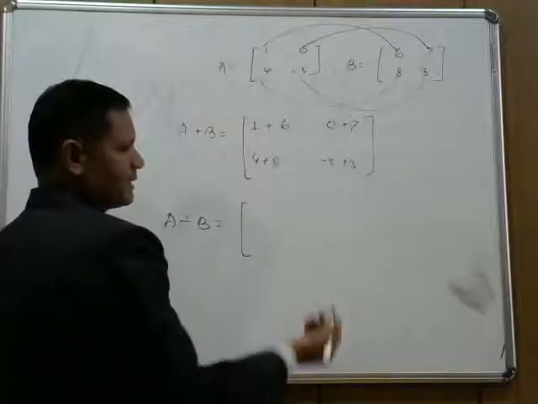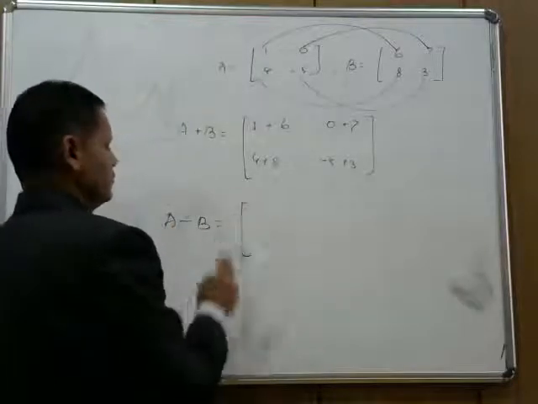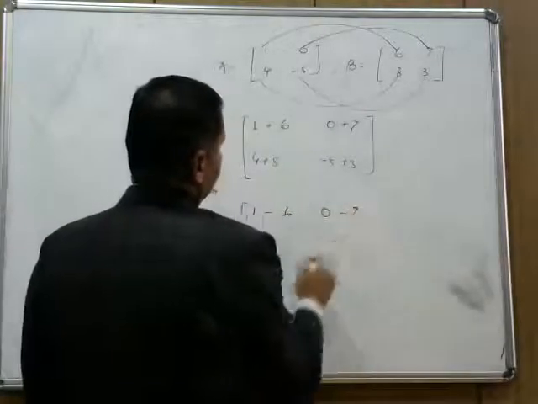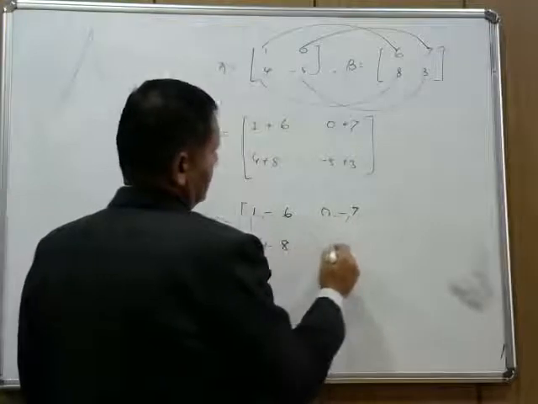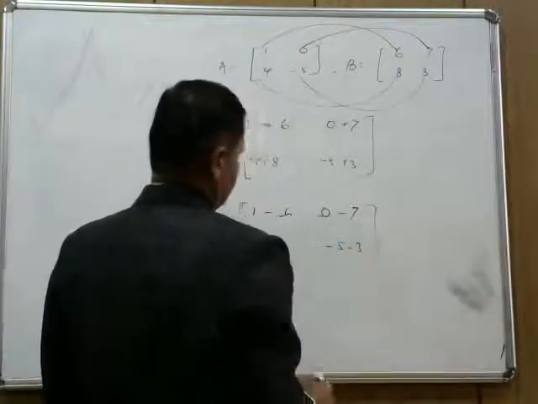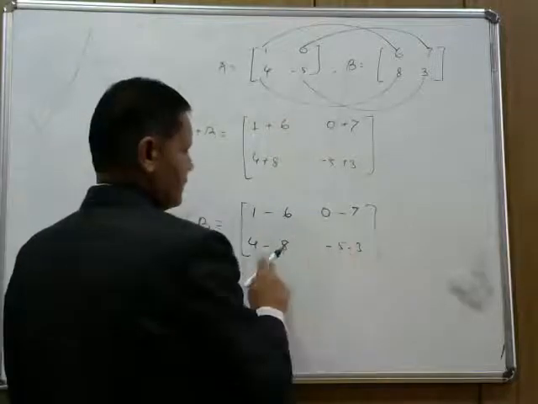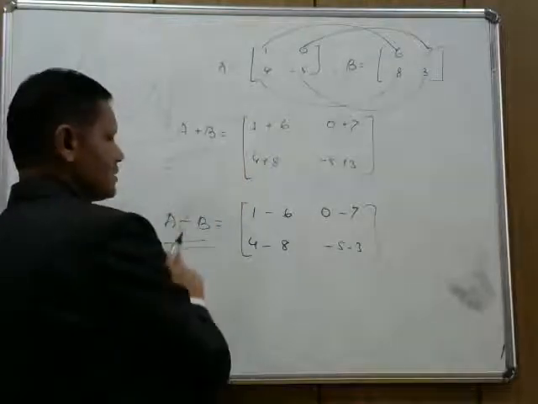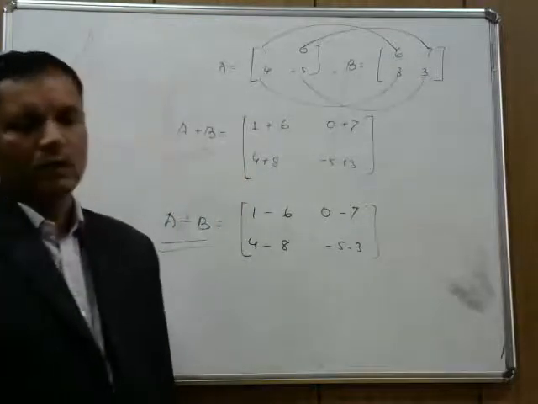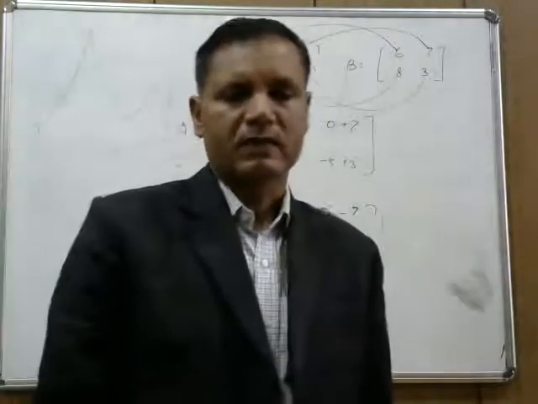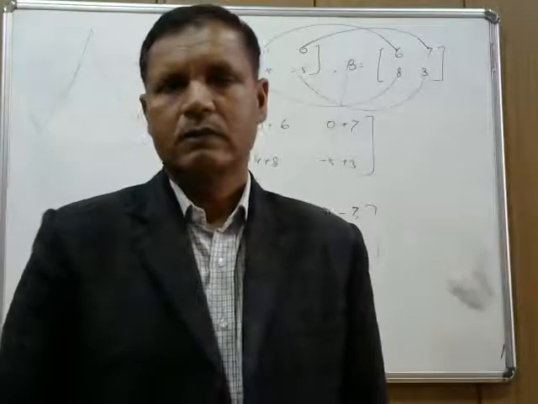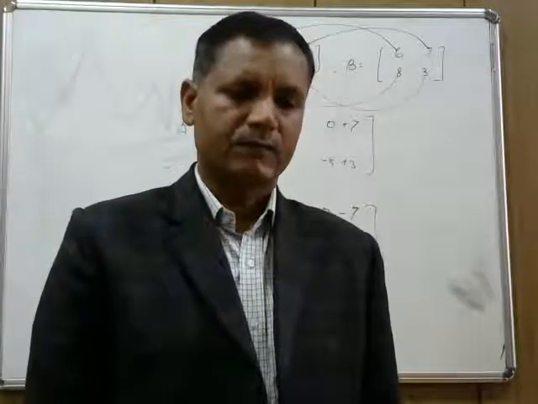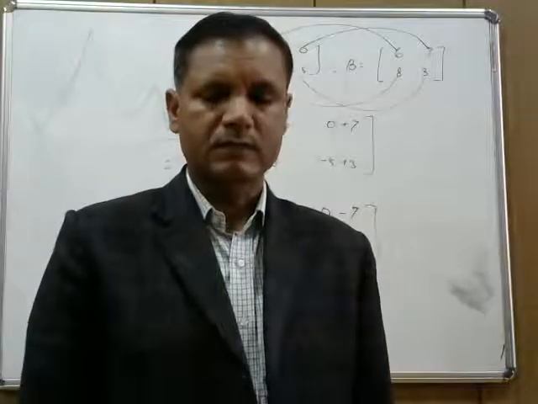Now the corresponding elements are subtracted from A to B. Then I write here 1 minus 6, 0 minus 7, 4 minus 8, minus 5 minus 3. That will give you minus 5, minus 7, minus 4 and minus 8, and that will be the value of A minus B. That is, addition and subtraction are only possible with computable matrices. Computable matrices means the order of matrix A and matrix B should be the same. Then only addition and subtraction is possible.